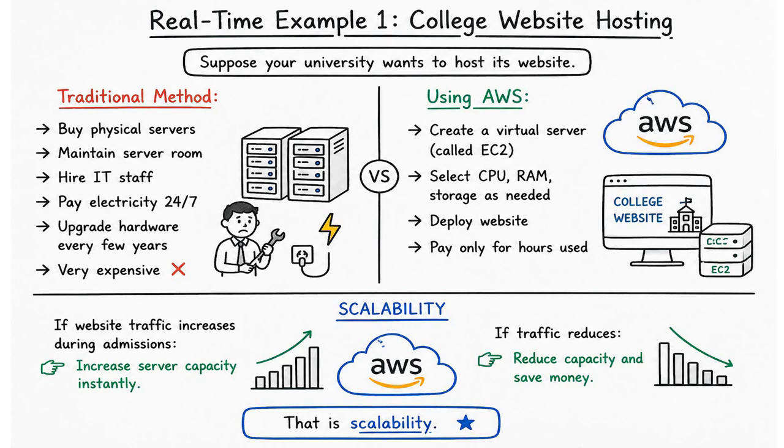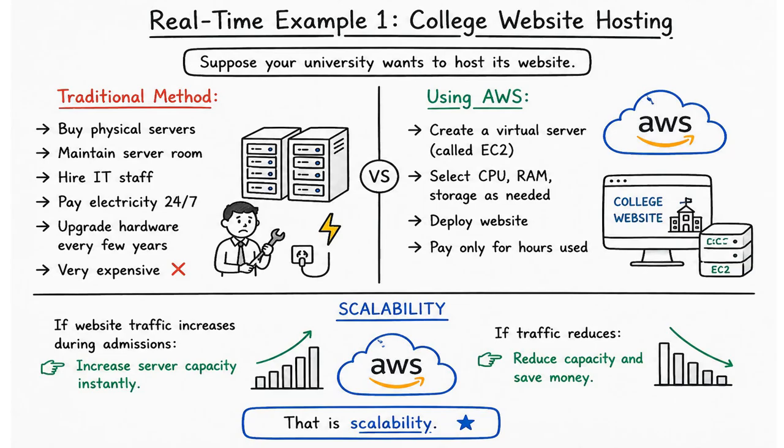The college pays only for server running time, storage used, and the internet traffic consumed. For example, if a server runs for 10 hours, it has to pay only for 10 hours. That is, there is no unnecessary spending, and it is very cost effective and cost efficient. Now, you have the website traffic during the admissions. During admissions, thousands of students may visit the website simultaneously, and the traffic suddenly increases. In traditional systems, the servers may become very slow and the website may crash.